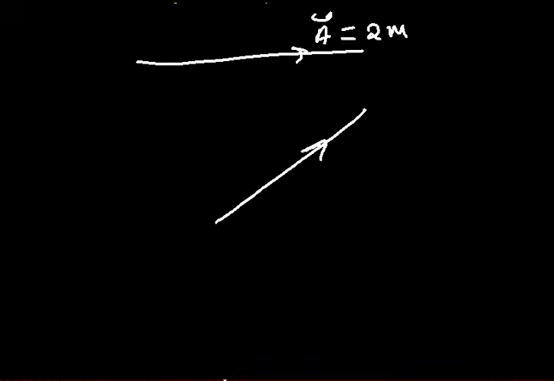And now let's consider this case. Sometimes, let's say this is a vector A. Let's say it is having 5 meters. And let's say we have a vector B. Let's say it is given as 10 meters, and at an angle of 20 degrees with respect to horizontal.